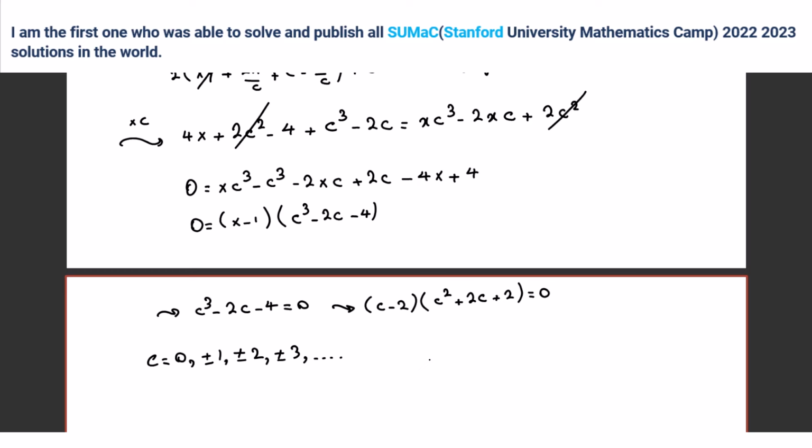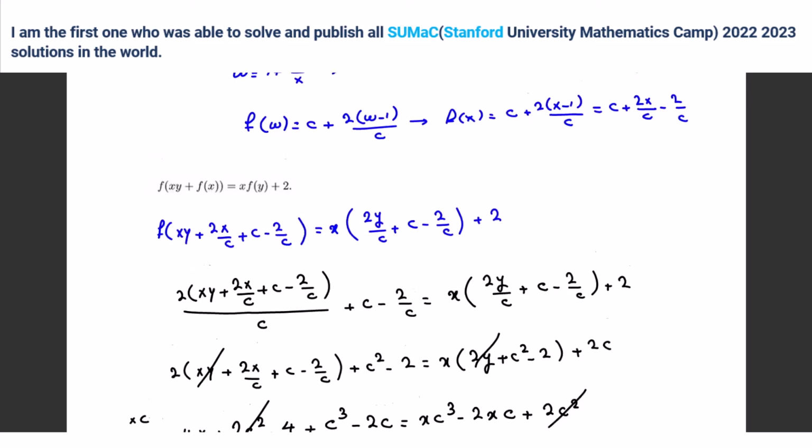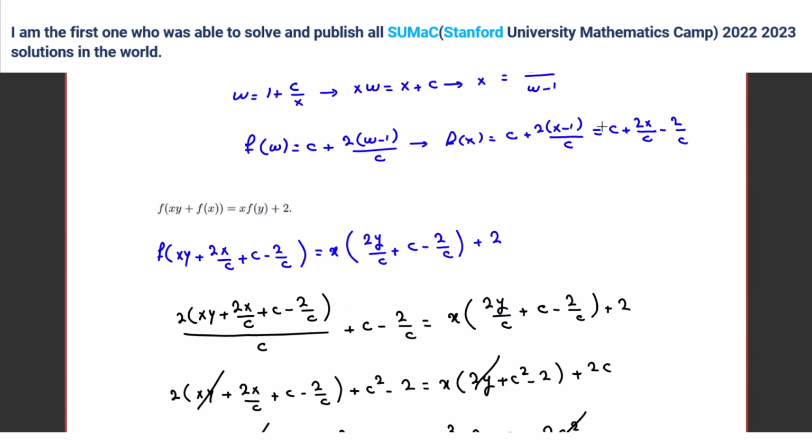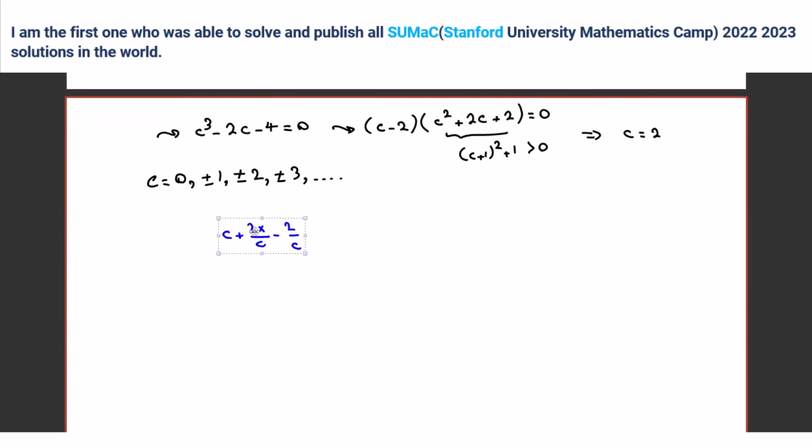Now you gotta... Well, the last one doesn't have any real root, yes, because it's c plus 1 squared plus 1. It is always positive. So we conclude c is what? C is 2. Yes. Now we can replace c with 2, okay? So if you replace c with 2, remember c was what?